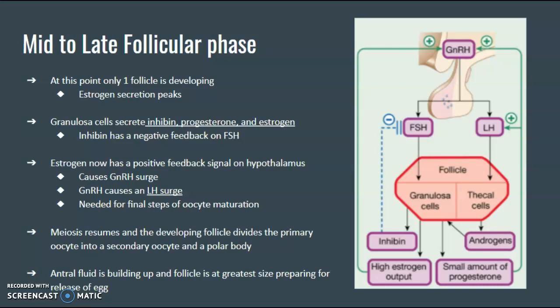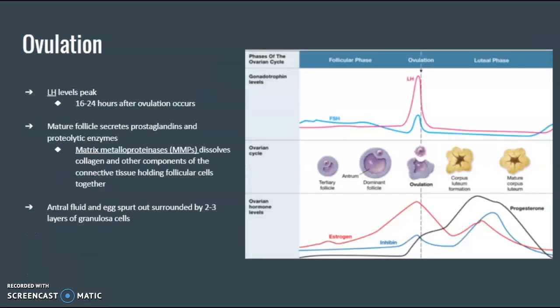That will cause meiosis to resume in the oocyte to divide it into a primary and secondary oocyte along with a polar body. At the same time, antral fluid is building up and the follicle is at its greatest size in preparation for the release of an egg. Okay, so LH levels peak, which you can see in the middle of the diagram above the ovulation stage. So after the LH peaks, 16 to 24 hours later, ovulation occurs.